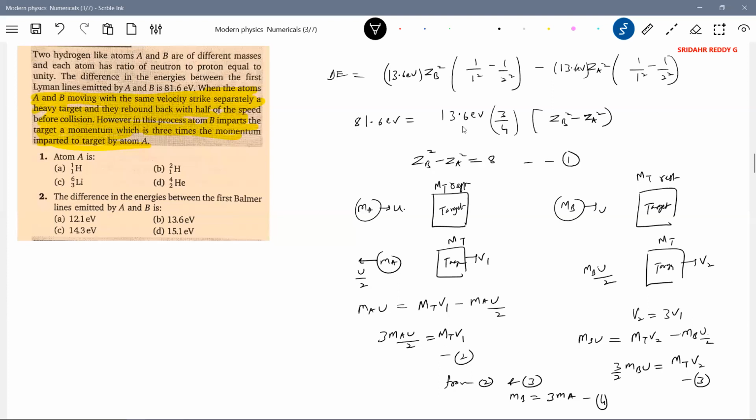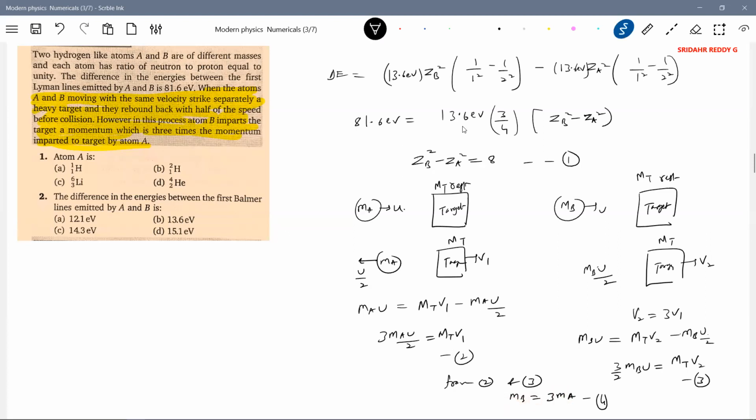And then what is the other condition he has given? They are of different masses, and each atom has a ratio of neutron to proton equal to unity. So MB equal to 2 into ZB, MA equal to 2 into ZA. The number of protons and neutrons must be equal, but since they are of different masses, if this nucleus is having 1 proton, 1 neutron, then this should have 3 protons, 3 neutrons. I think that's the relationship, no?